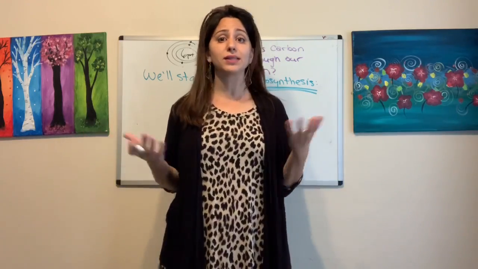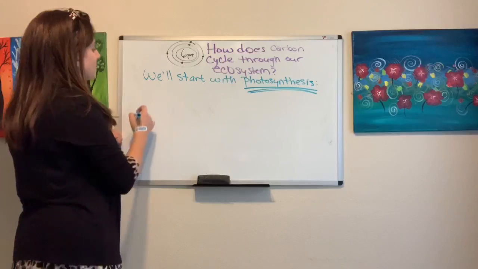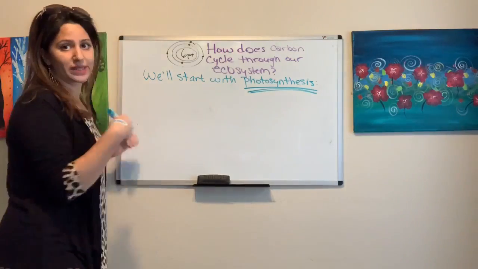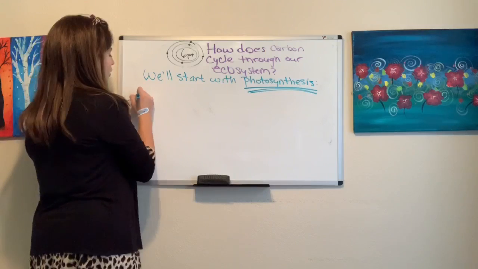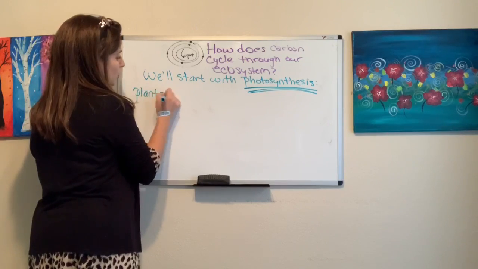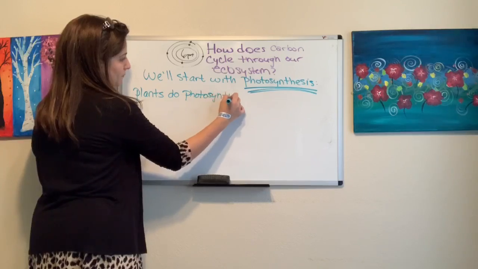What is the process, how does it happen, and why does it happen, okay? So the organism, which is the living thing, that does photosynthesis are plants. So plants do photosynthesis.